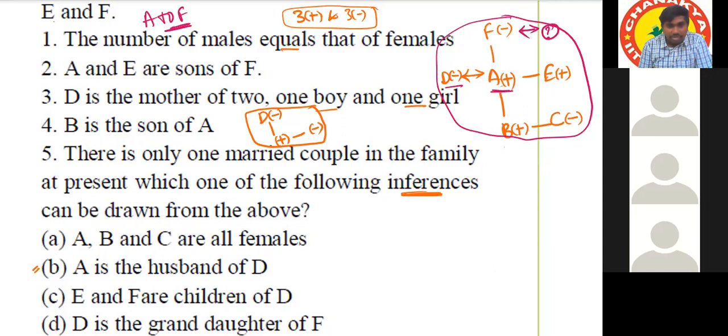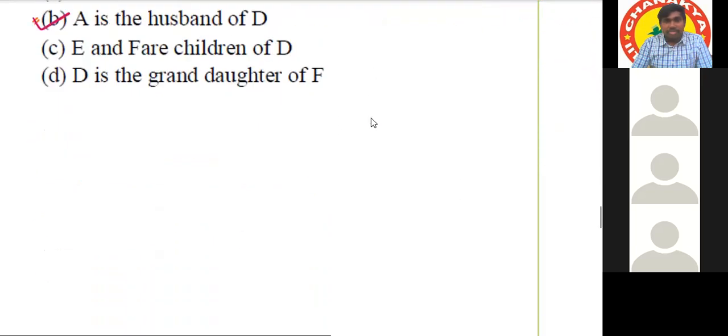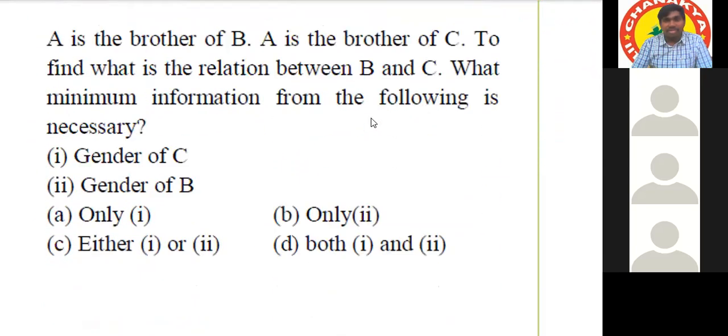E and F are children of D. No, E is not the child of D, and even F is also not a child. D is the granddaughter of F. So D is the daughter-in-law of F. Yes or no? Yes, sir. Then the answer is option A. Very good. I didn't expect it, but you solved it. Very good. Then next question.